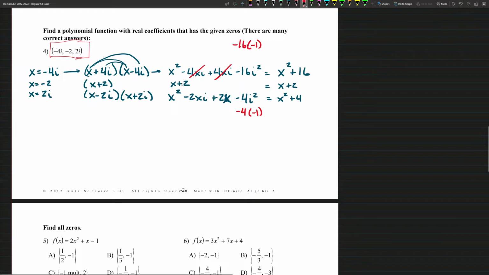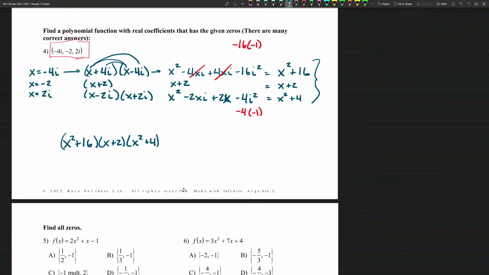So now our job is to just multiply these three factors together. So we have x squared plus 16, just x plus 2, and then x squared plus 4.